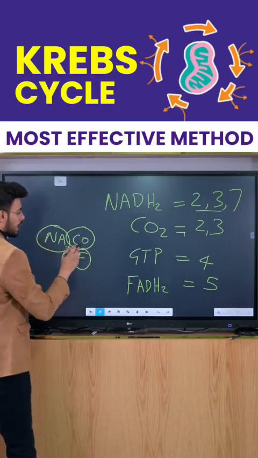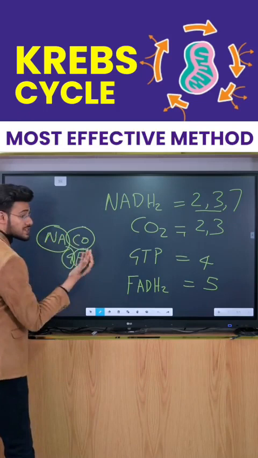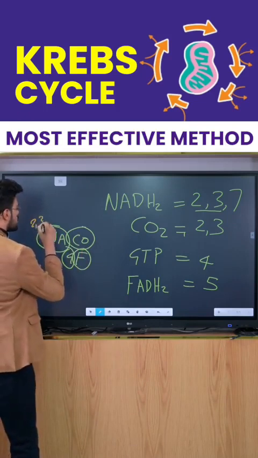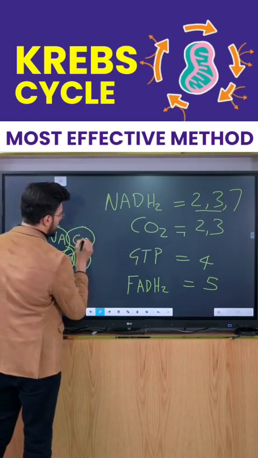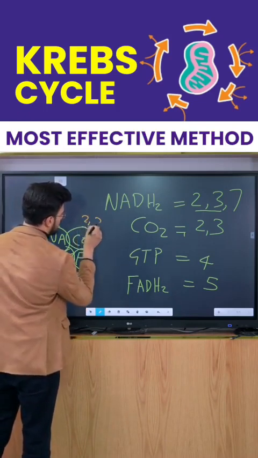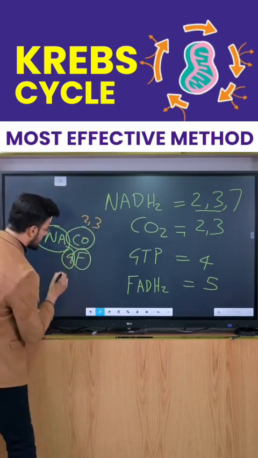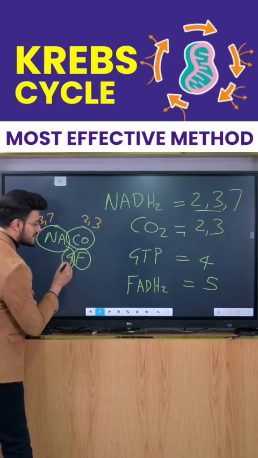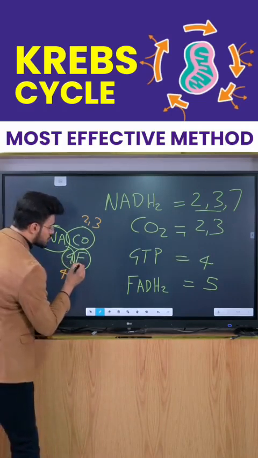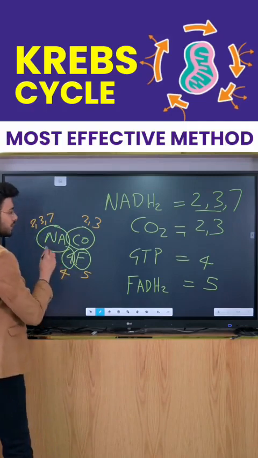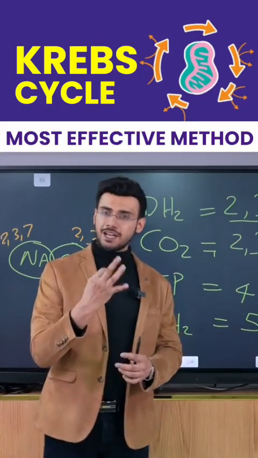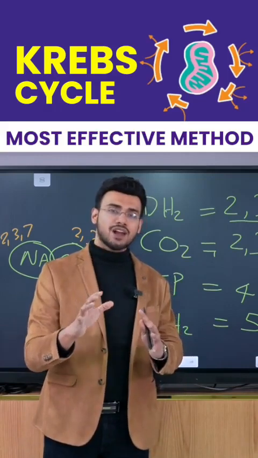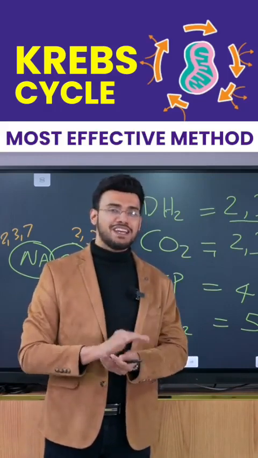If you remember NaCO GF, NADH2, which are the steps? 2, 3, 7. 2, 3, 7 are the steps where NADH2 is there. Where is carbon dioxide there? So step number 2 and 3. After 2 and 3, it is GTP. And where is FADH2? FADH2 in step 5. So this is the mnemonic. In citric acid cycle, you have to remember these 3 mnemonics so that you will be able to answer all the questions which are coming in NEET UG exams.